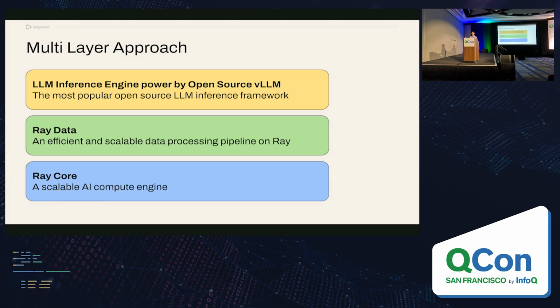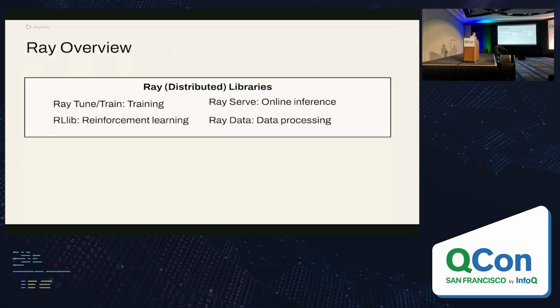And on top of that, we need a powerful large language model inference engine. We use the open source vLLM, which is the most popular open source large language model inference engine at the moment. And based on that, we construct our batch inference pipeline. So let's start with Ray.